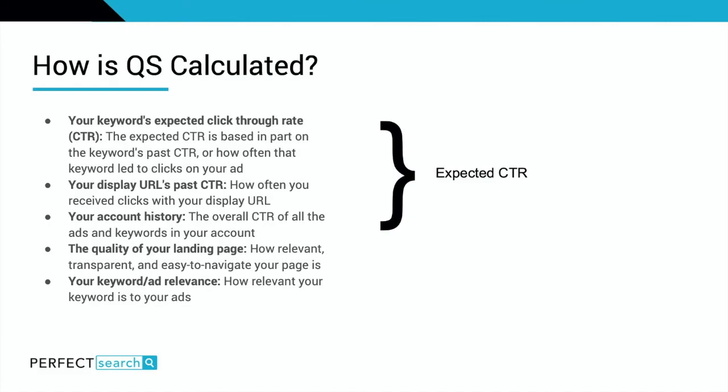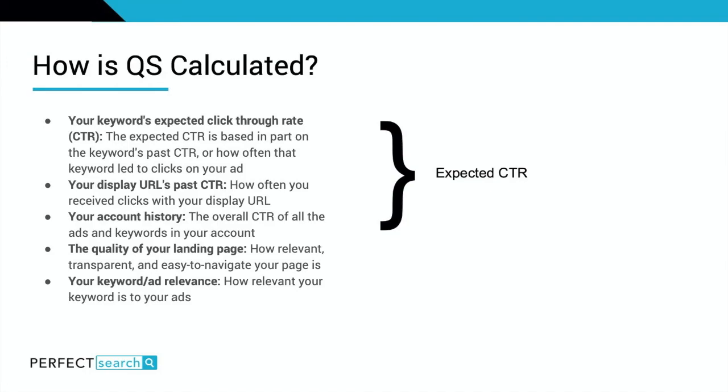There are 3 main factors that go into quality score. The first is expected click-through rate, and that's made up of a couple different things. It's based on the keyword's past click-through rate, or how often that keyword leads to a click on your ad. Your URL's past click-through rate, specifically your display URL, and how often you receive clicks with your display URL, and then also your account history. So the overall click-through rate of all the ads and keywords in your account goes into that factor.